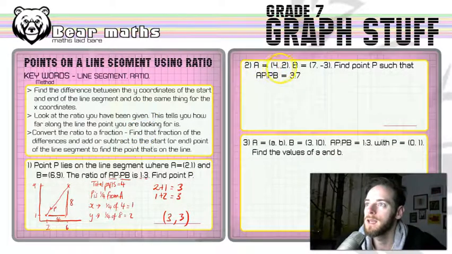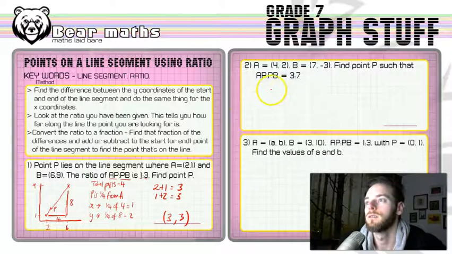Question 2. A is (4, 2), and B is (7, -3). You've got to find point P such that AP to PB is in the ratio of 3 to 7, which is a bit trickier, right? But let's just draw another sketch and see where we can go with it.